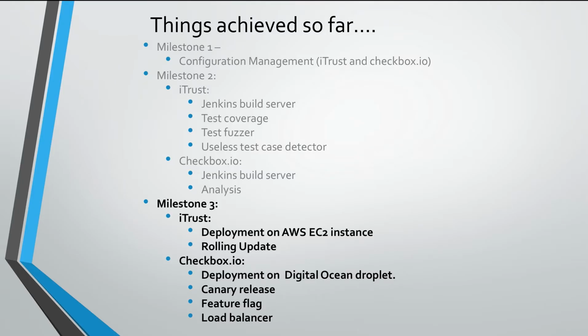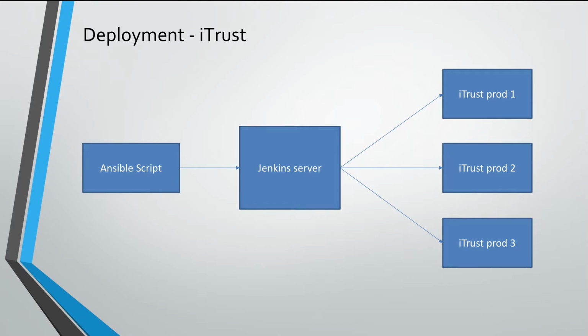We have also done the analysis part in which we are trying to find the analysis metrics for the Node.js project. In milestone 3, we have targeted the deployment process in which iTrust and Checkbox are deployed onto AWS EC2 and DigitalOcean instances using Ansible. We have implemented the rolling update strategy for iTrust in which one server is configured at a time.